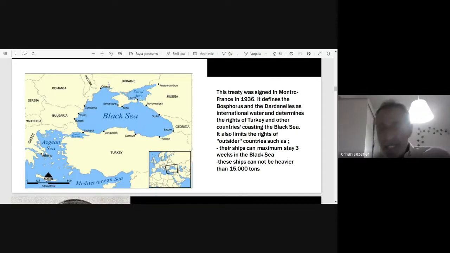And according to several articles of this treaty, Bosphorus, Sea of Marmara, and the Hellespont or Dardanelles were defined as international waterway. And Turkey was given the right of controlling the international waterway. However, this didn't mean the blocking or perfectly controlling at the time of the peace.